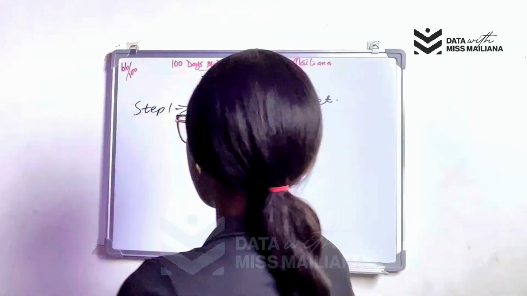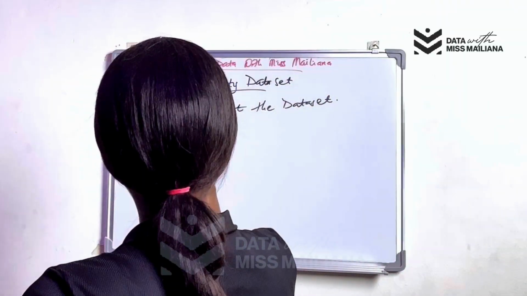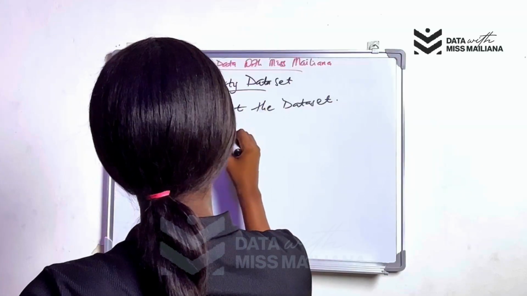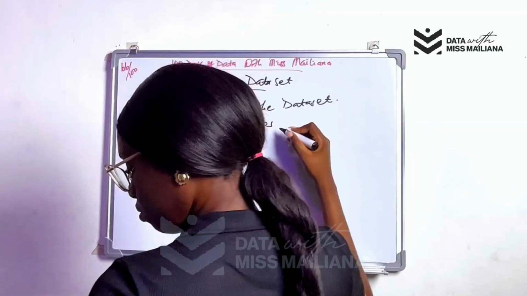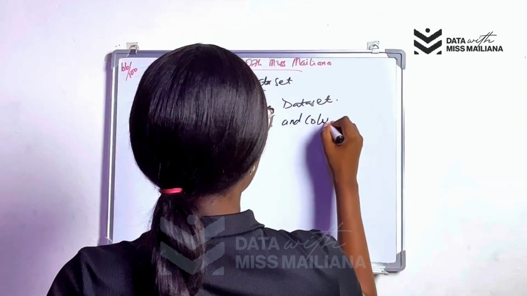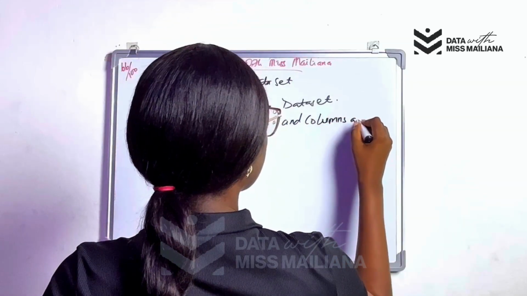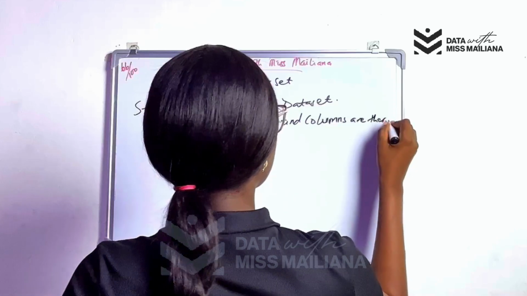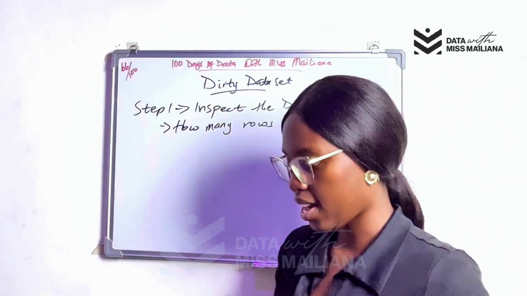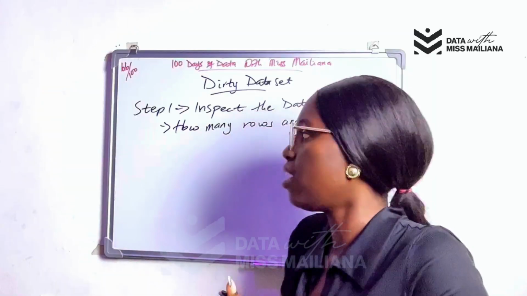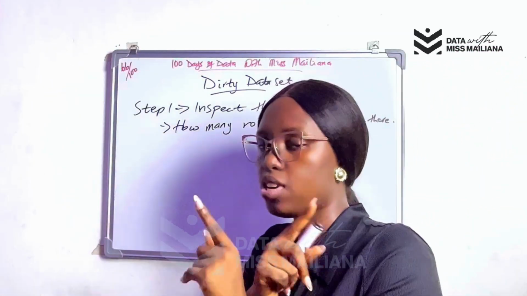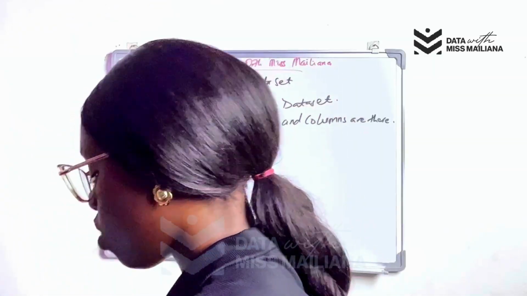So you have to look at things like how many rows and columns are there. Very important. You have to know, how many rows do we have? That's like how many records do we have? How many columns do we have? That's different variables. You have to know that as well.